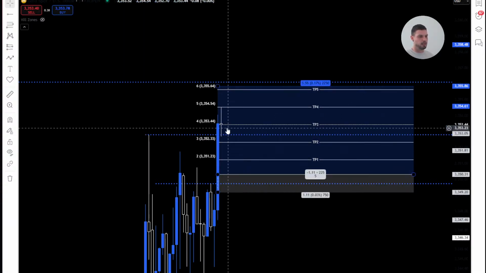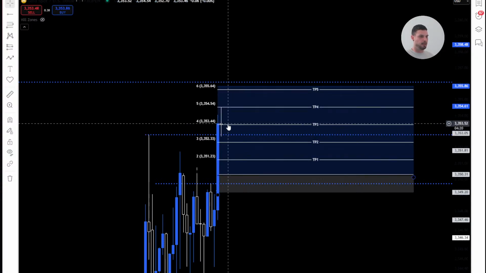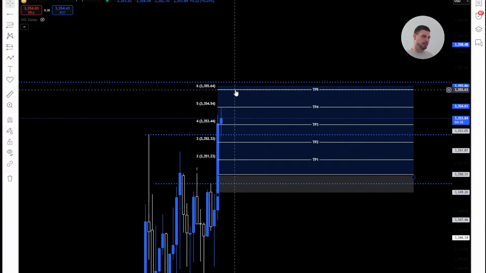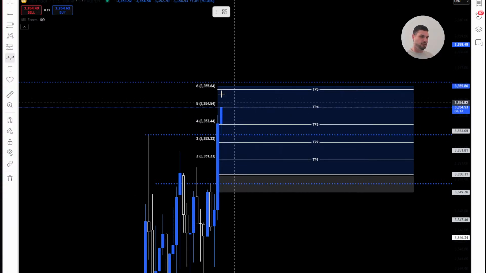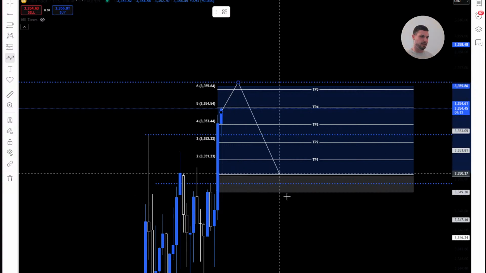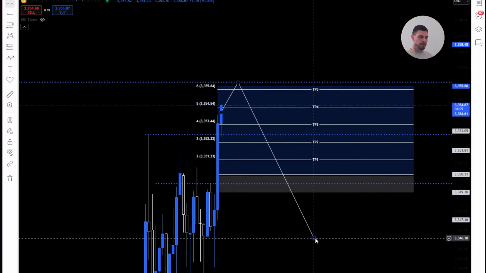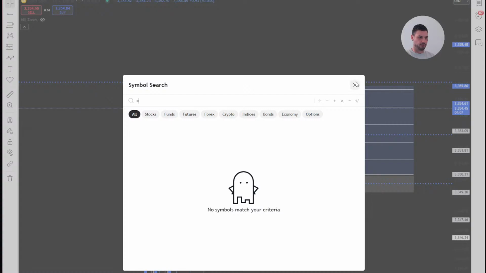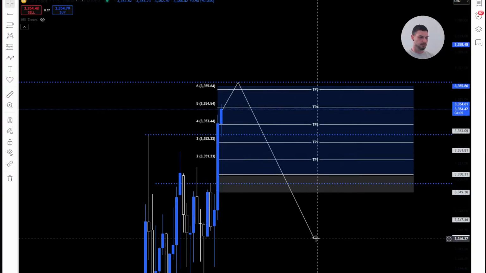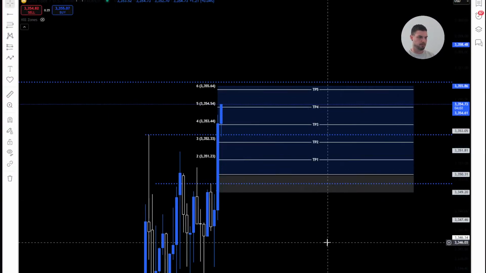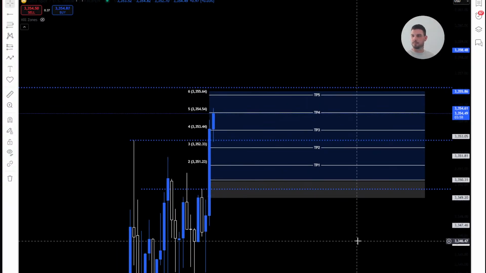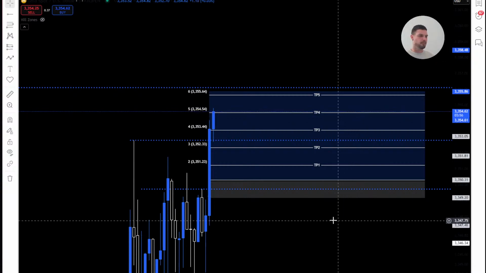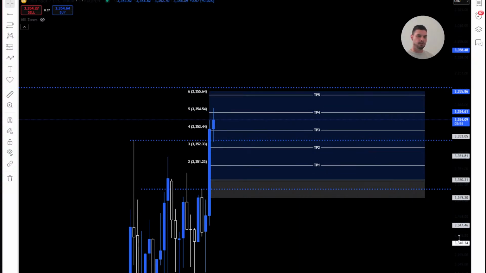So there's our pullback, creating that bottom wick, and now we should be continuing up from here to at least this zone here. So we should at least be hitting that zone there. But it looks like it's going to potentially break through that zone. Keep pushing. Keep pushing.